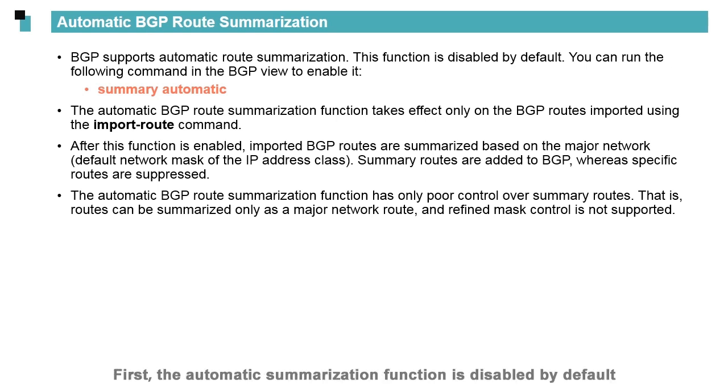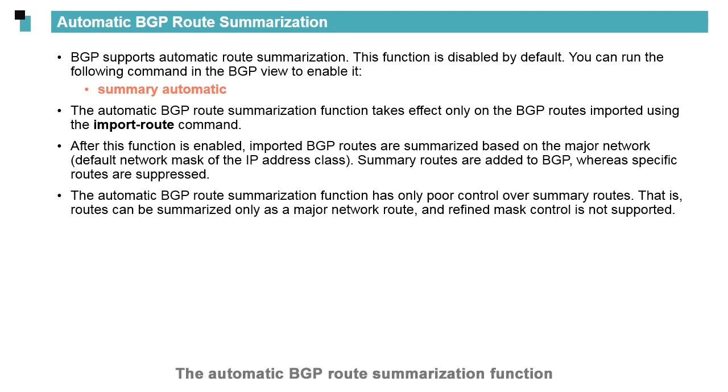First, the automatic summarization function is disabled by default. You can enable the function as required. Second, the automatic summarization function takes effect only on BGP routes imported using the import route command. Third, the routes imported using the import route command are summarized based on the major network. Summary routes are added to BGP, whereas specific routes are suppressed.